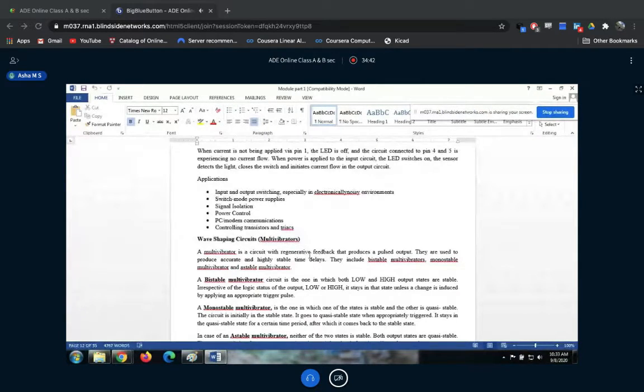Coming to the applications of this one, it's used in electrically noisy environments. These are the applications where these photocouplers are used: switch mode power supply, signal isolation, power control, so input and output switching, PC modem communication, controlling transistors. So these are the applications of the photocoupler.